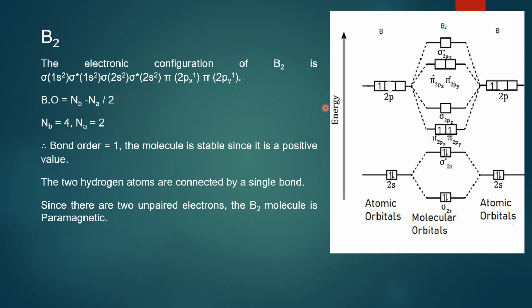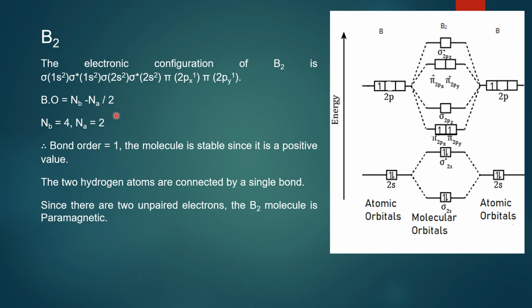Okay, then it can be termed as pi 2px with a single electron, equal to pi 2py with a single electron. Sigma 2p is 0. Pi star 2px equal to pi star 2py, both 0, 0. Then sigma star 2pz is 0. Okay, after construction of the B2 molecule, then you'll do the bond order calculation. The number of electrons present in bonding is 4. The number of electrons present in anti-bonding is 2. 4 minus 2 by 2, 2 by 2. The answer, bond order, is 1.